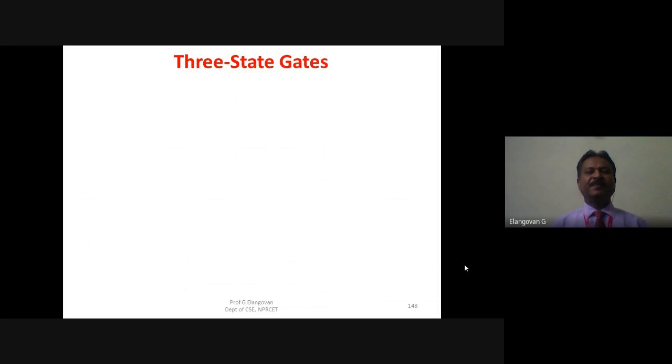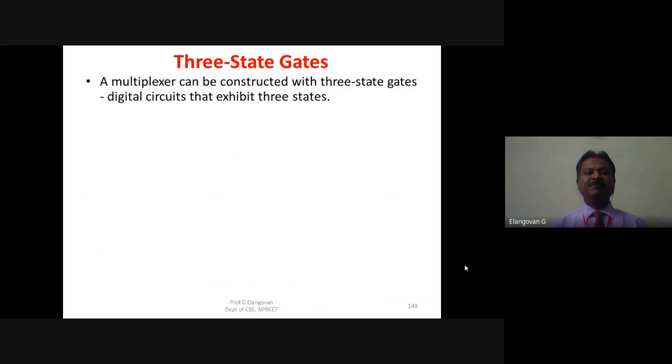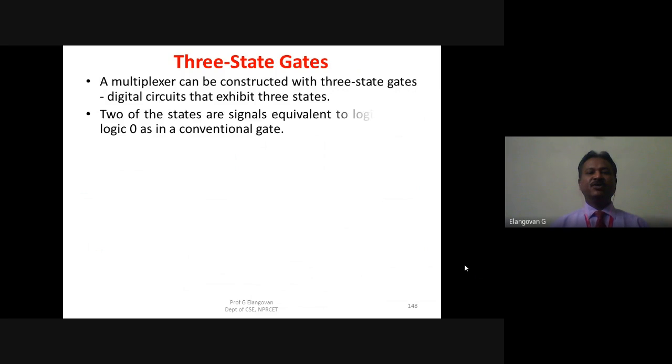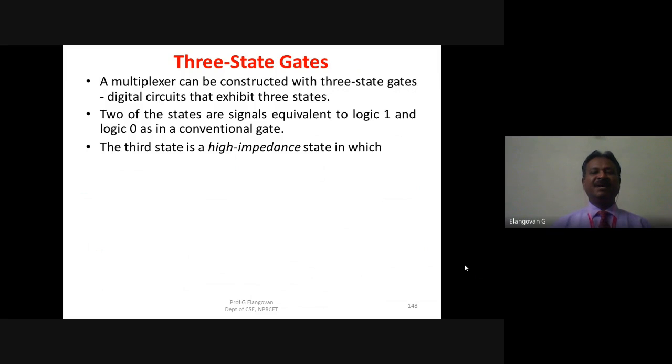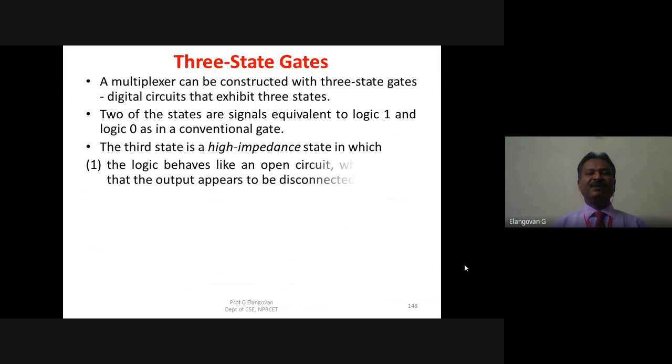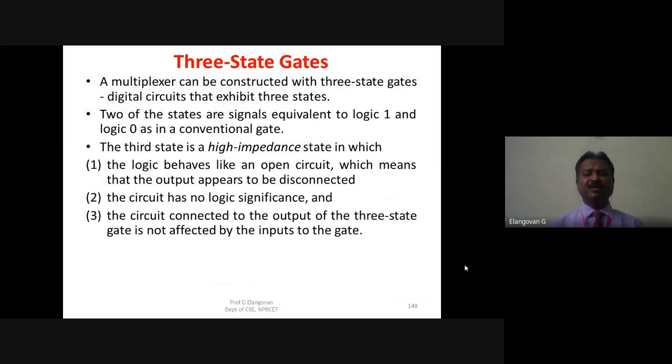The next thing is we will understand the three-state gates. Usually logic gates have only two states, either low level or high level. But sometimes the logic gate is required to have a third level, and these are referred to as tri-state gates. The third state is neither 0 nor 1. Sometimes it is required to make the output invalid, which is called high impedance. The high impedance state never has 1 or 0. That means the output is disconnected. There is no output, so it has no logical significance.